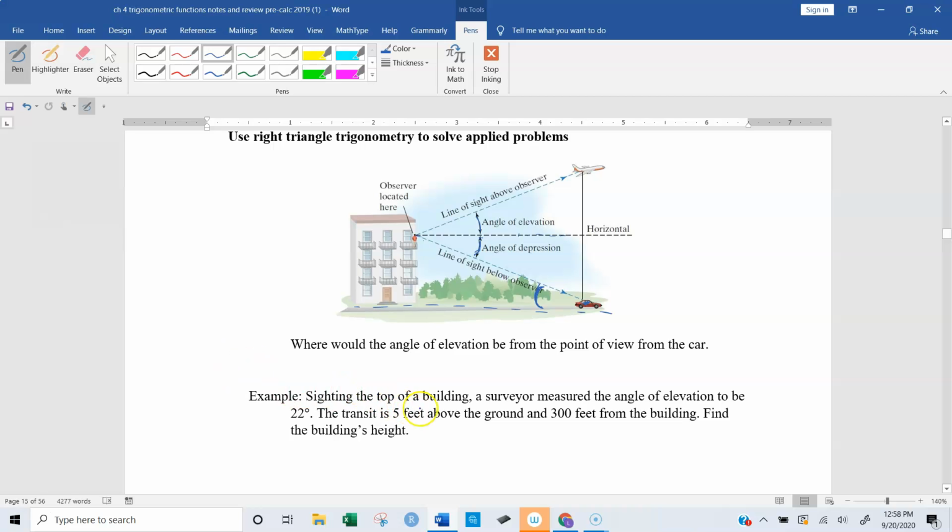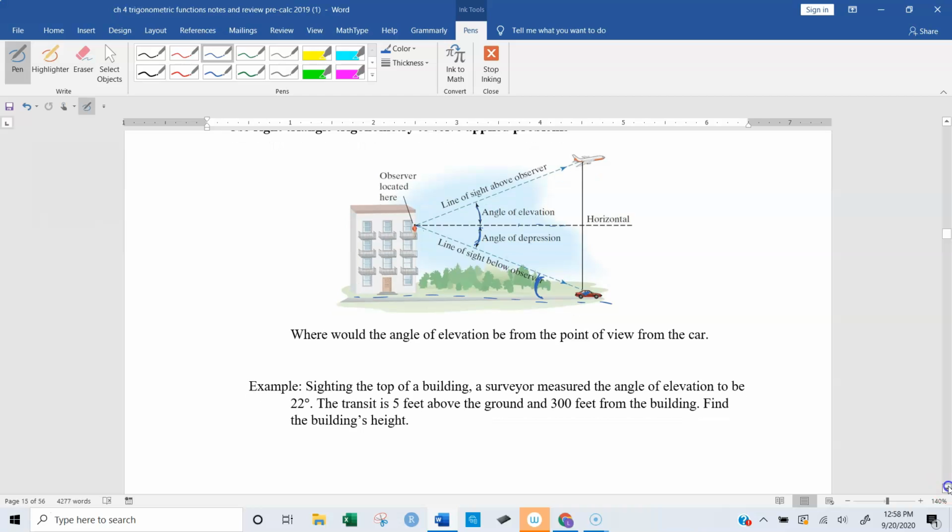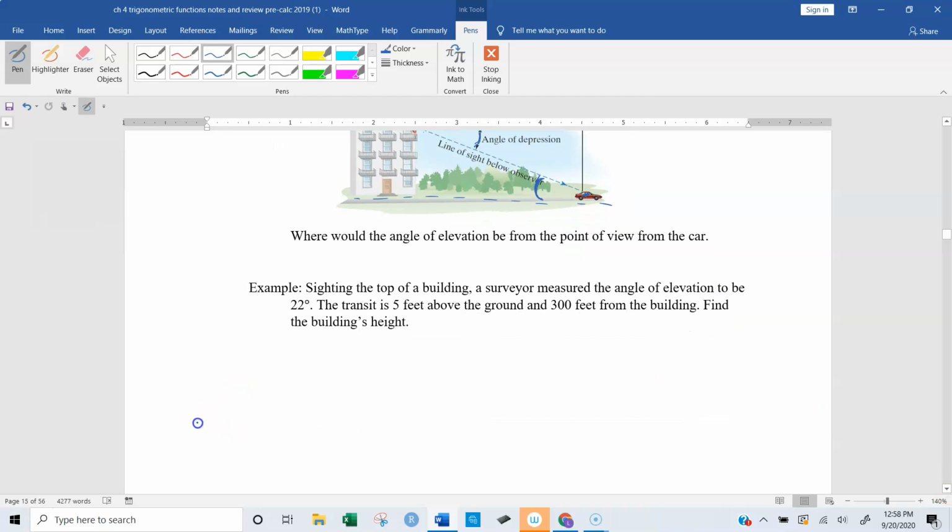All right, now, sighting the top of a building, the surveyor measured the angle of elevation to be 22 degrees. So we have a surveyor. He is standing here. So here's my little guy, standing looking through this little thing here. It's on a tripod generally. He's looking at the top of my building. All right, hope you got your picture drawn. The angle of elevation, so what he sees, here's my parallel line, right here is 22 degrees.